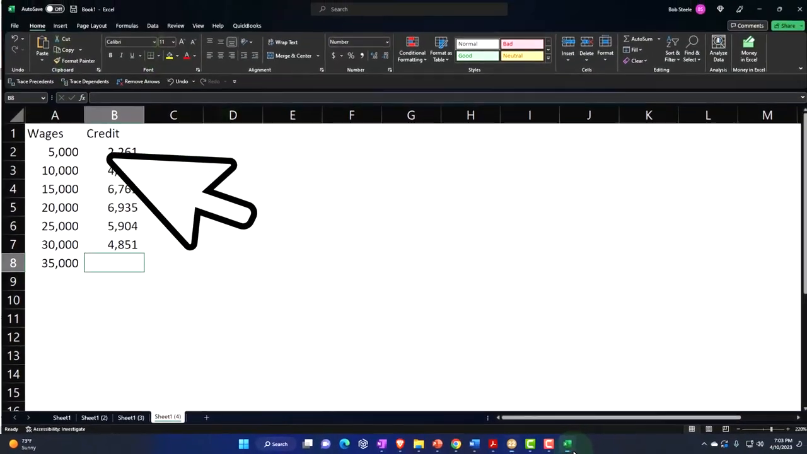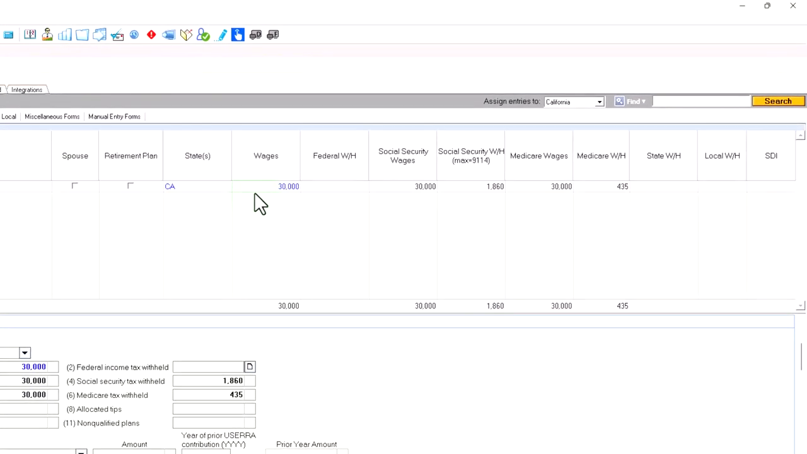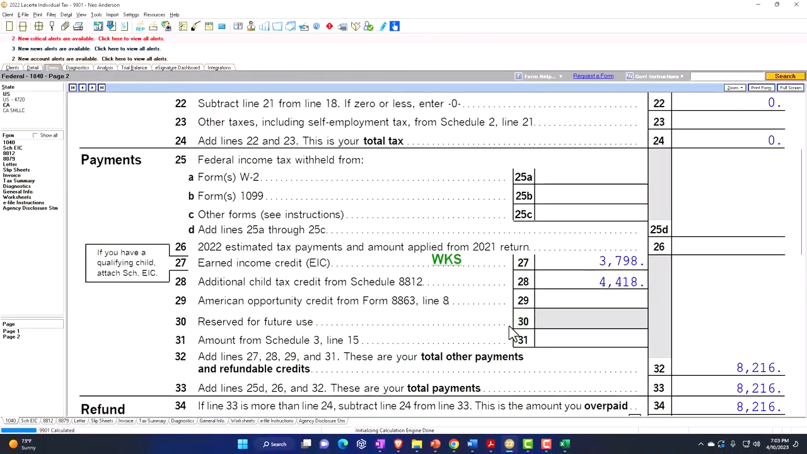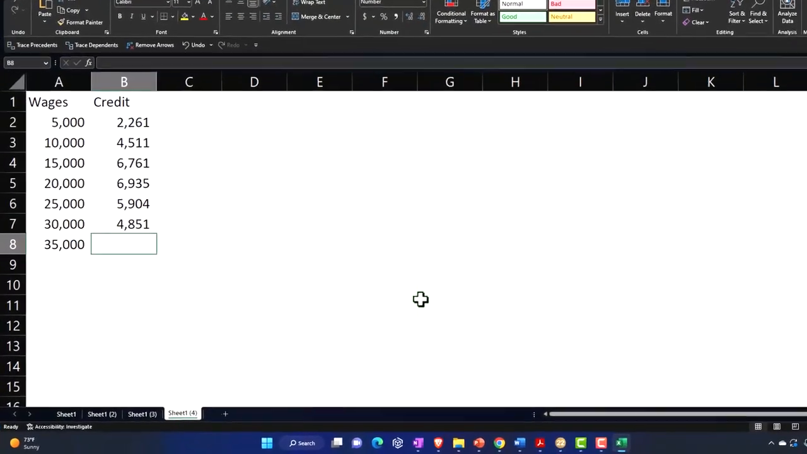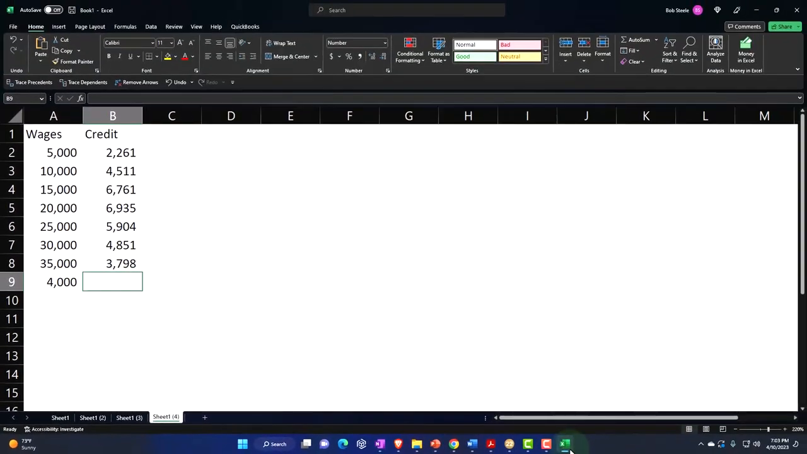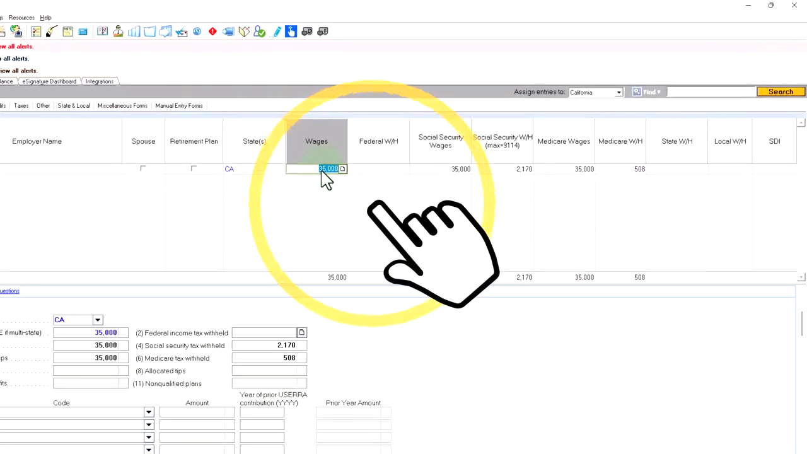35,000. There it is. That brings it to 3798. So 3798. 40,000. We're getting close to the upper threshold. It's going back down now, of course, as income goes up.